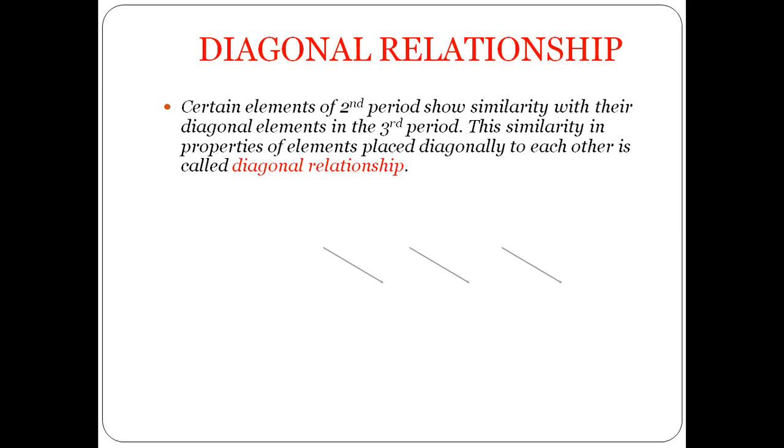They are present in different groups and different periods, but if you see their position in the periodic table, they are diagonally present, and such relationships are known as diagonal relationships. So if I take group 1, group 2, group 13 and group 14, second period elements: lithium, beryllium, boron and carbon.